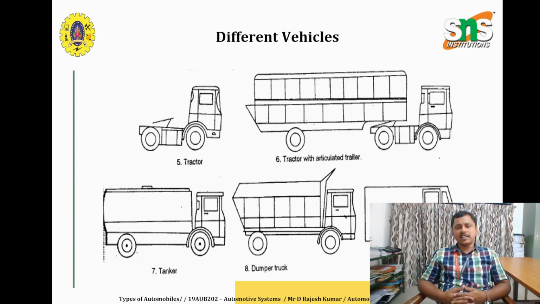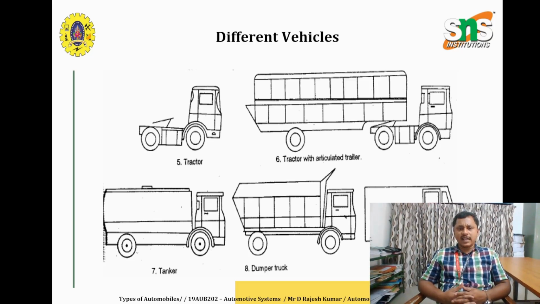And the next thing is about the tanker. So in a tanker, you can see that there is a tank located at the rear end of the vehicle. Immediately after the driver cabin, the tank is mounted on the vehicle. So that is called a tanker. These tankers are used to carry liquid things, for example, water, petrol, oils, chemicals, etc.